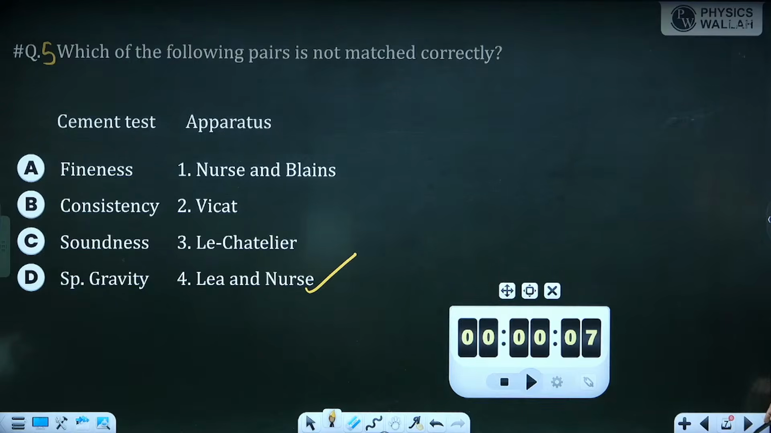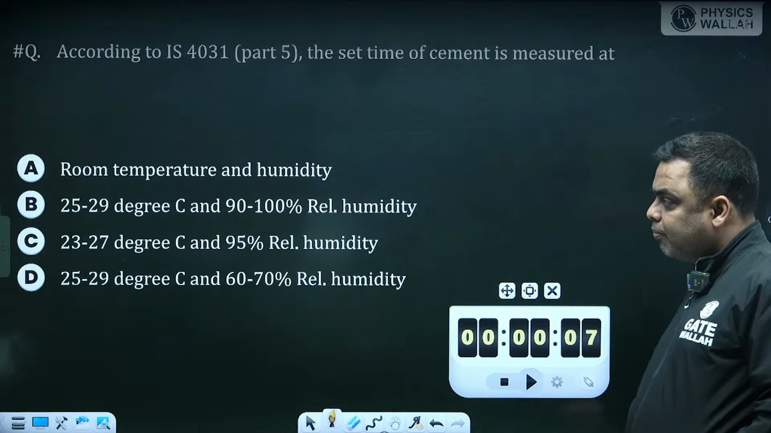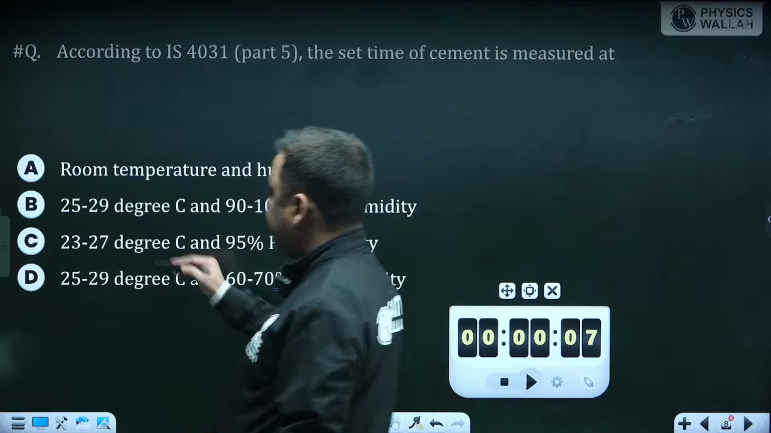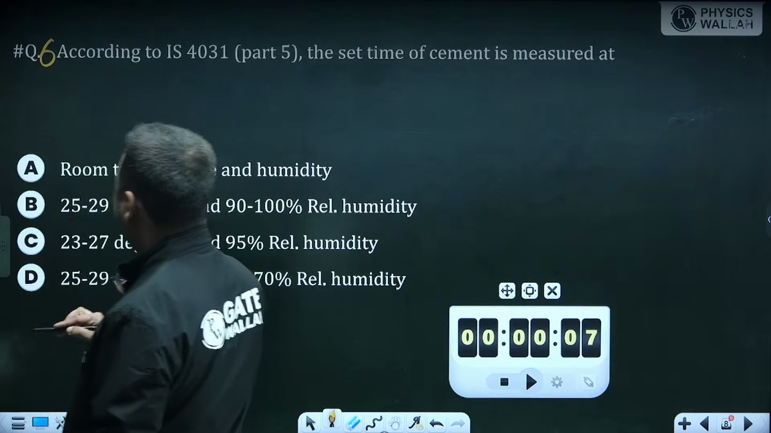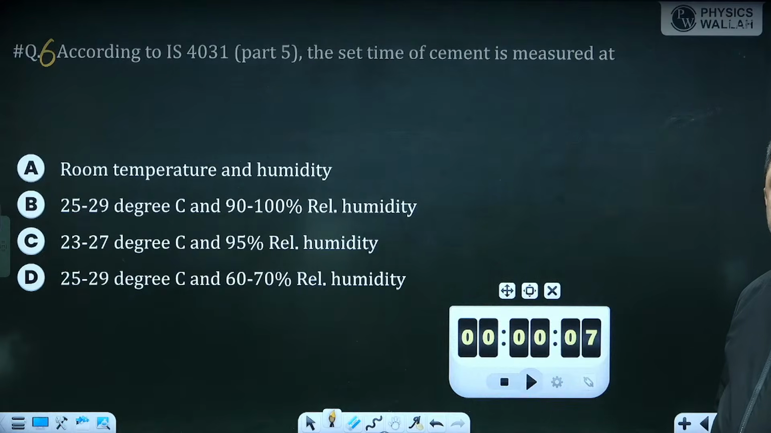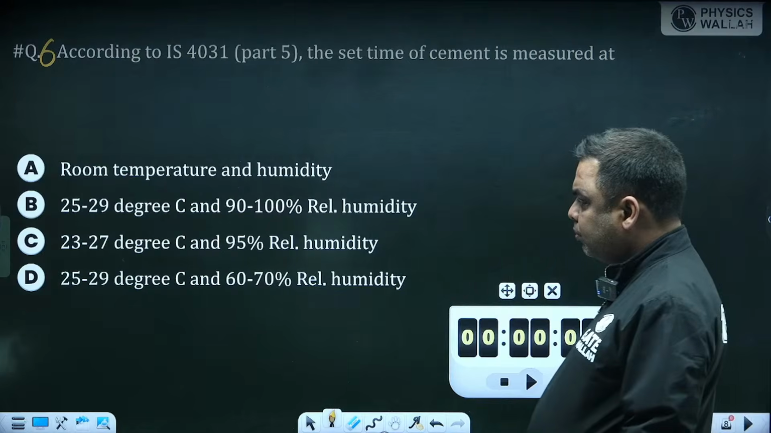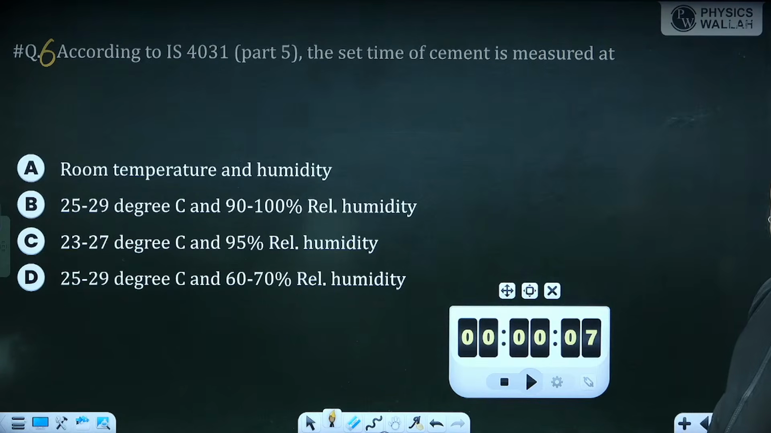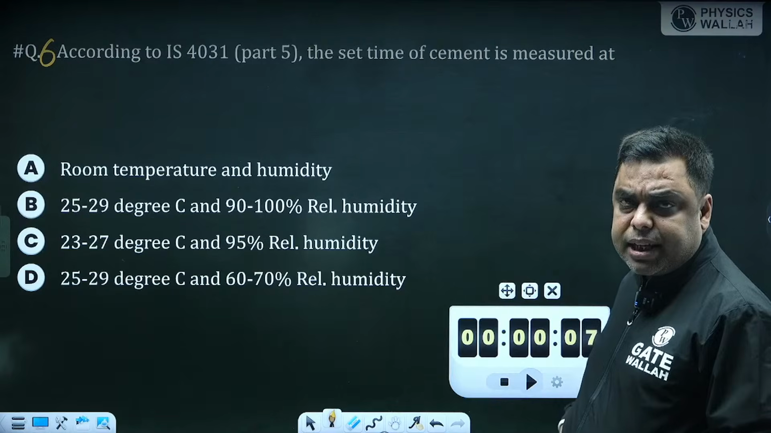Next question. It's a good question. Question number 6. What would be the answer in this case?